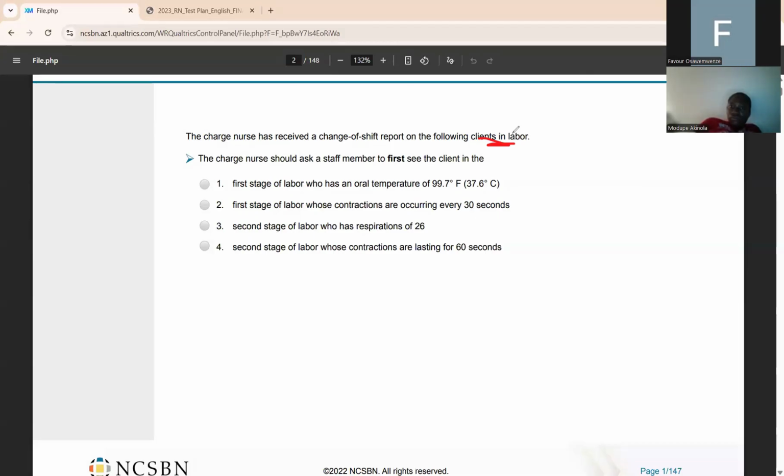Maybe you don't remember what the normal range for temperature is. Those are the only things that you just need to kill the exam. That's just it. NCLEX is not difficult, right?